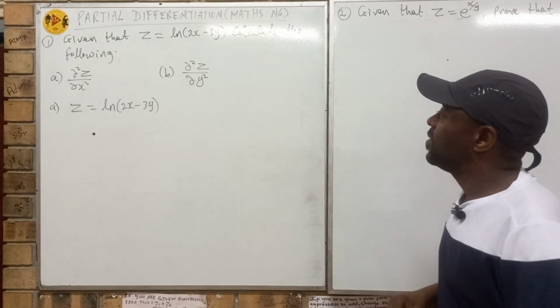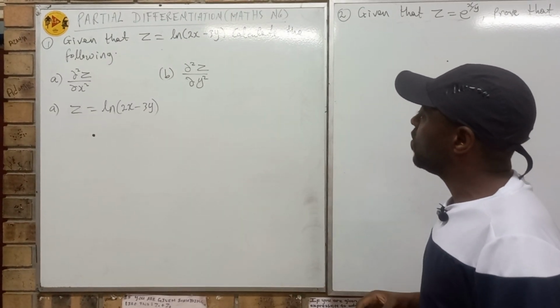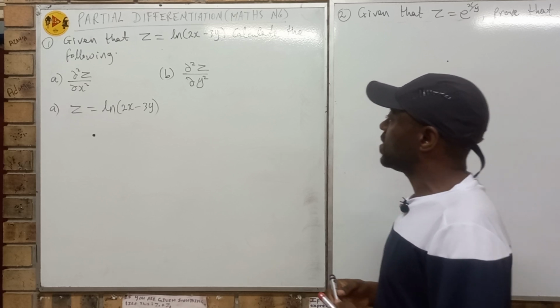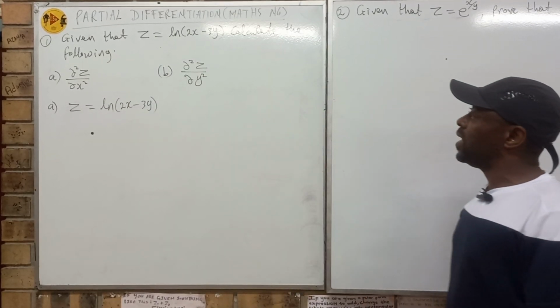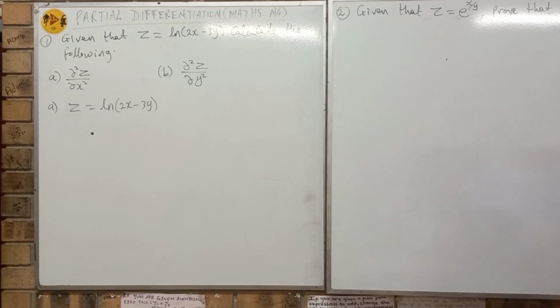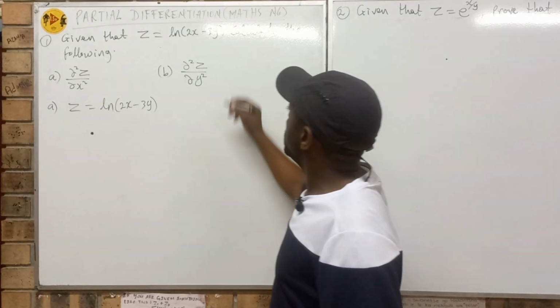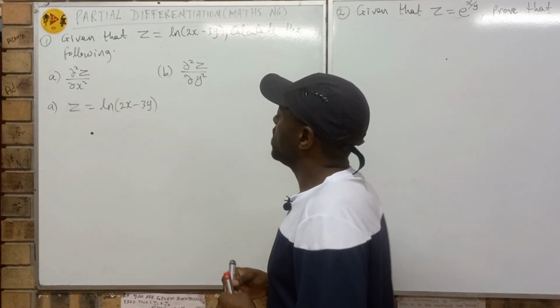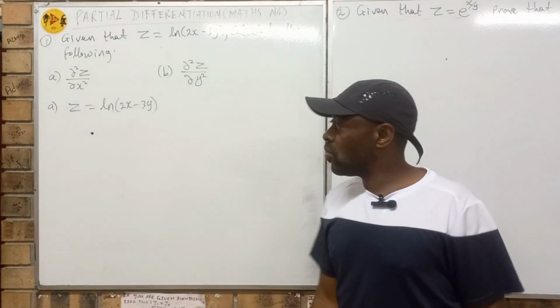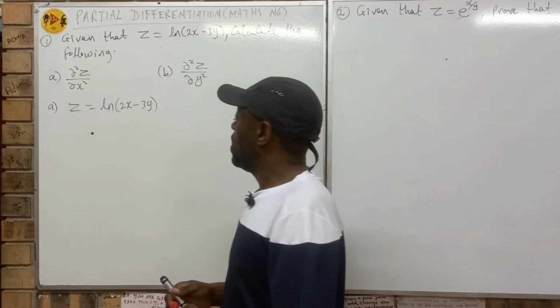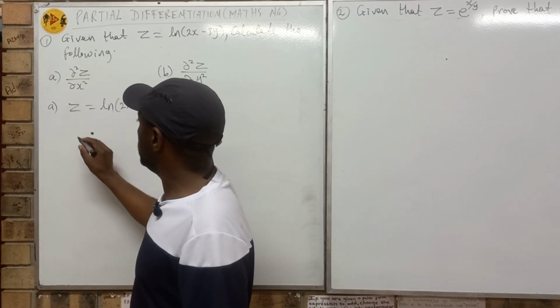Good day, guys. We have to look at another problem for partial differentiation from pattern 6. This one says, given that z is the ln of 2x minus 3y, we need to calculate the following. So we need the second partial derivative with respect to x as well as with respect to y. So we can go now for the first one.